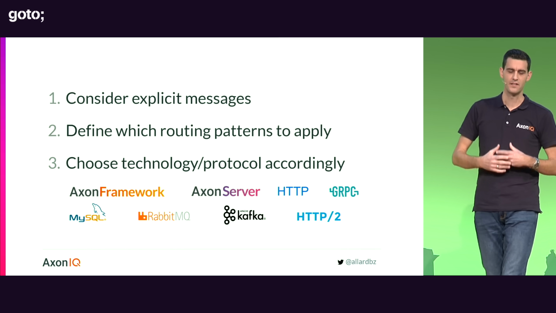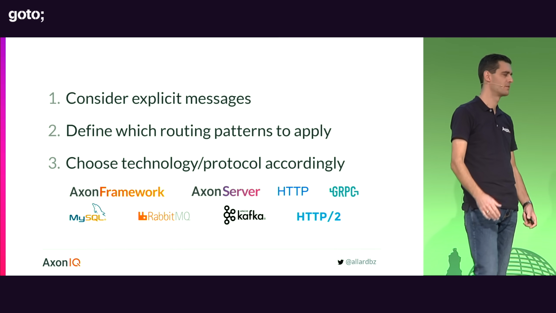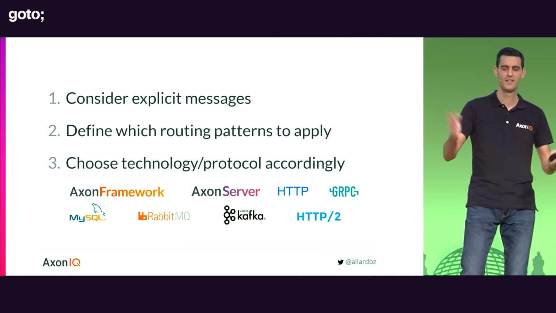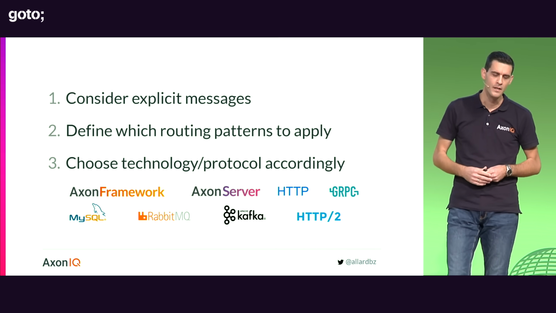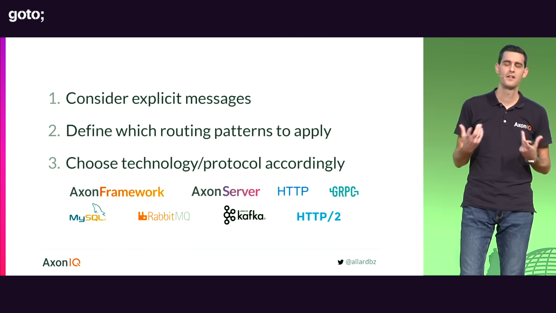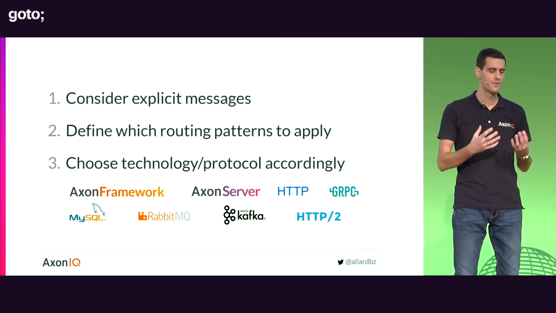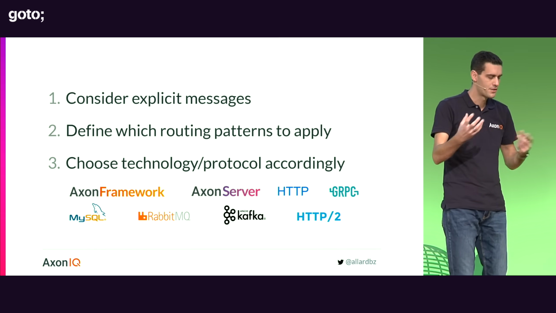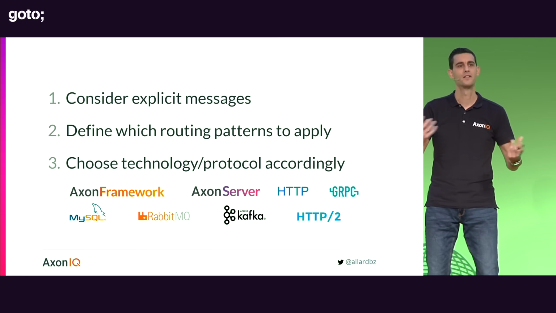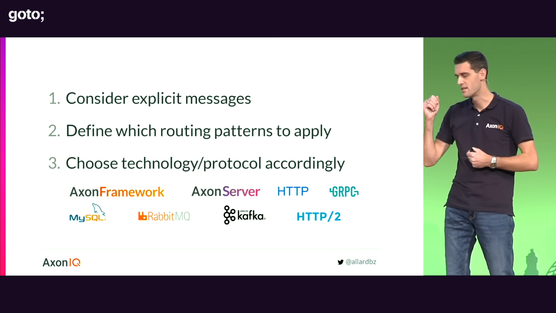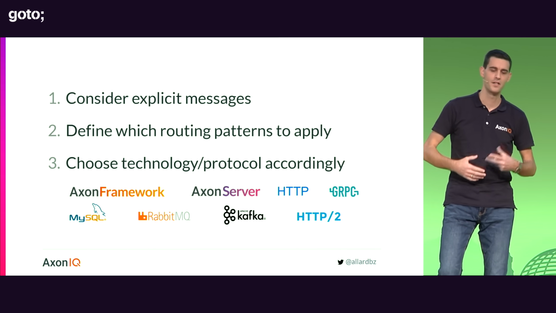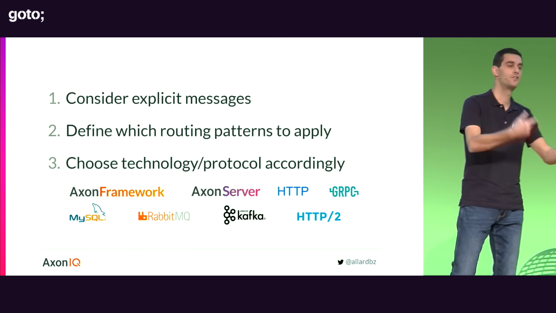So basically, when I wrote this slide, I thought, well, do I really have to say this? But I'll just say it and you can ignore it, or say, I knew that already. But the step is, if you consider these explicit messages, first of all, you want to define which routing patterns you want to apply to these messages, right? Do I want to use pub/sub, or do I choose a single destination or multiple destinations, etc.? And then you choose a technology.